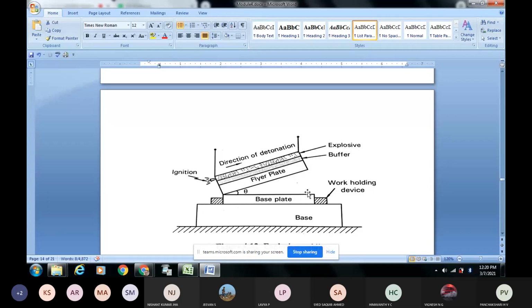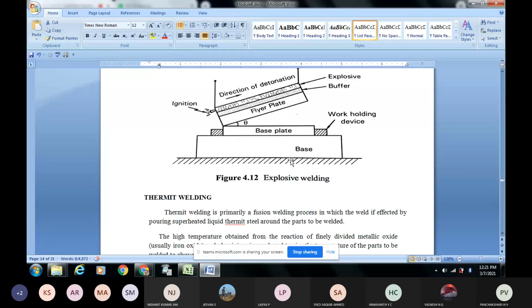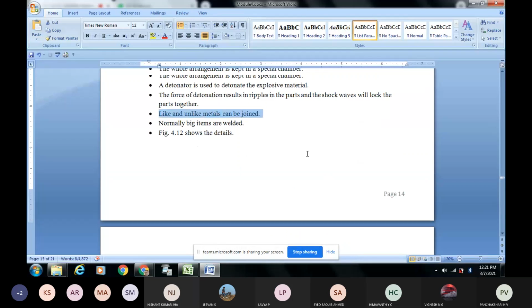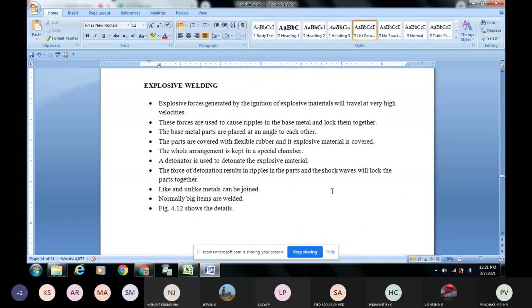Therefore, the chemical composition of the flyer plate is different from the chemical composition of the base plate. So dissimilar metals can be joined by this method. Okay, this is about explosive welding. Different types of explosives are used for that purpose. This is just the basic concept of explosive welding: one type of welding where it is possible to do the welding by means of explosion.